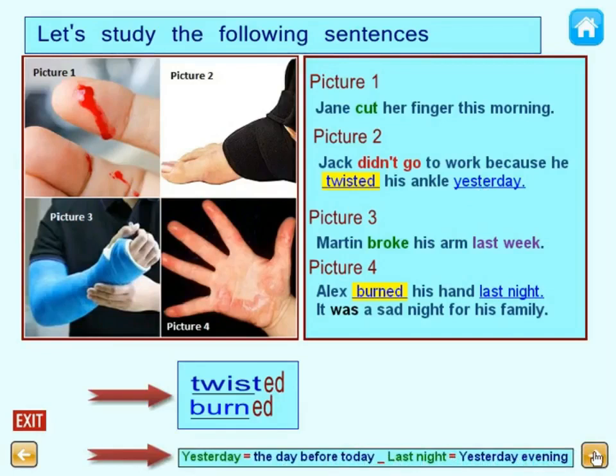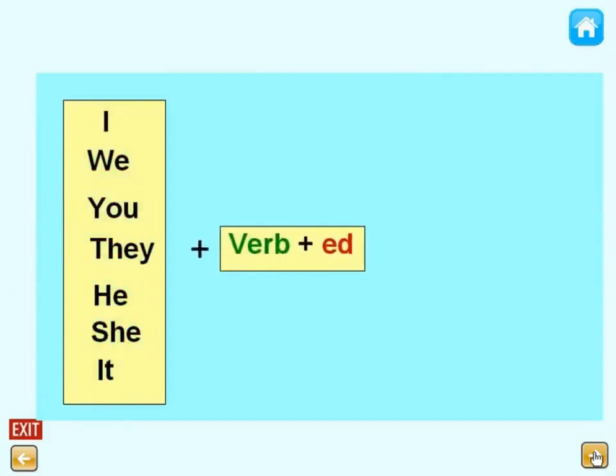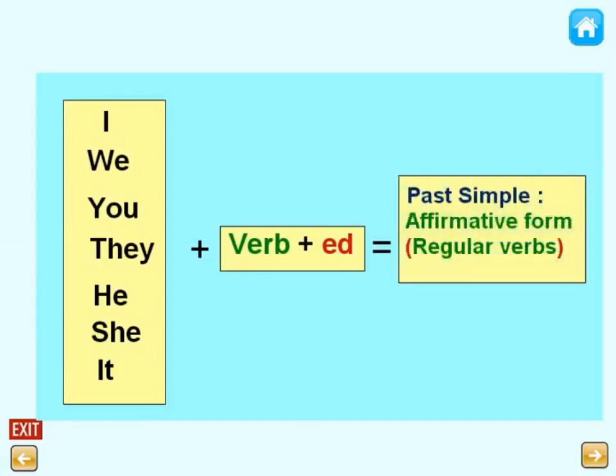Can you give the rule that you conclude from these sentences? So we conclude that I, we, you, they, he, she, it, plus verb plus ed gives past simple affirmative form. As you note, there is no special personal pronoun.